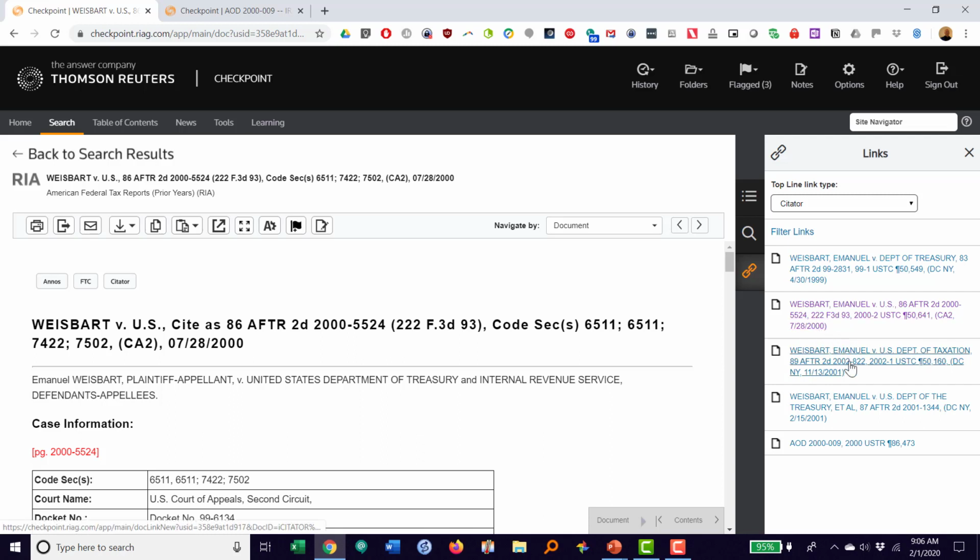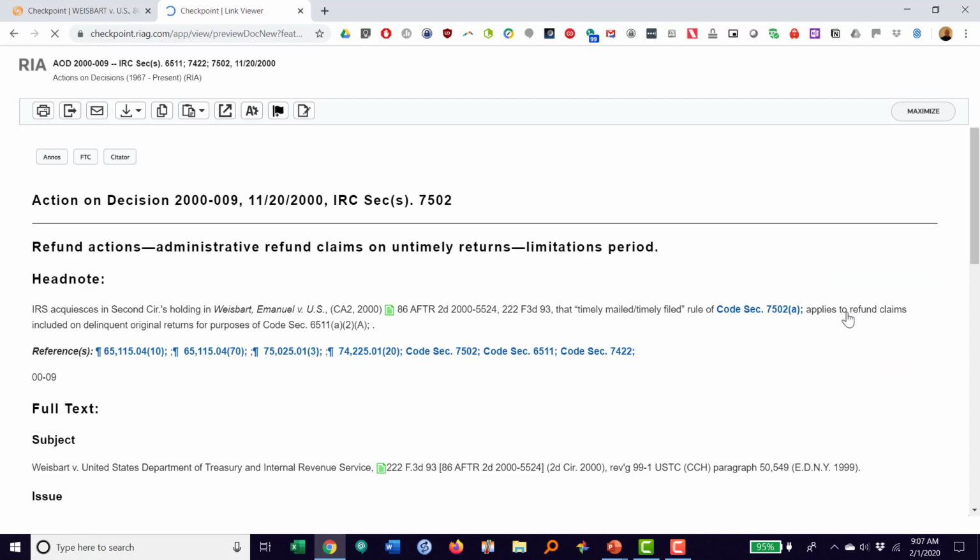Then it goes back to the district court in New York, and then there's another hearing at the district court held. Again, we have two of these here. This is the one we're interested in because this was the case being cited, and this is the one we have there. So we click on this Weisbart opinion.